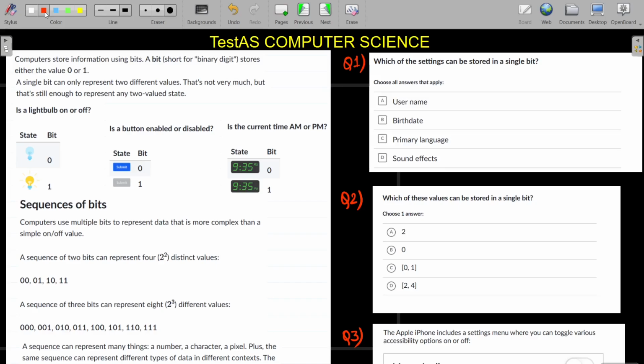Friends, let us see this question. This question is for test as computer science. Okay, so please read this information first. The computer stores information using bits. So the lowest level of the information is your bits, right? A bit, short for binary digit, stores either value 0 or 1.